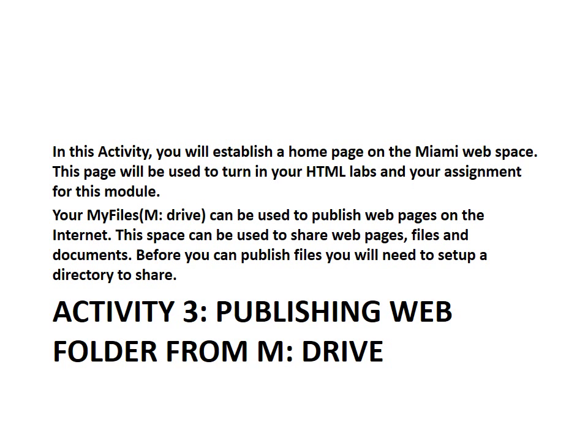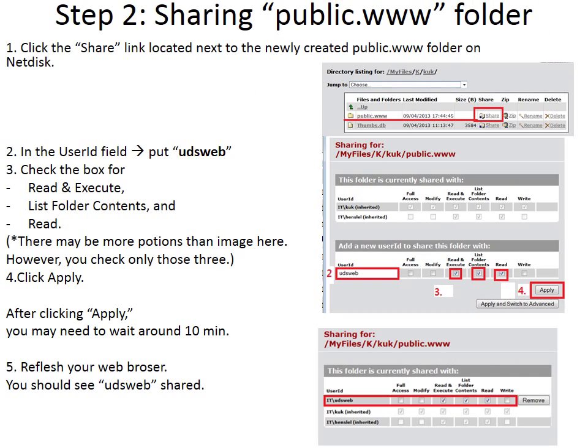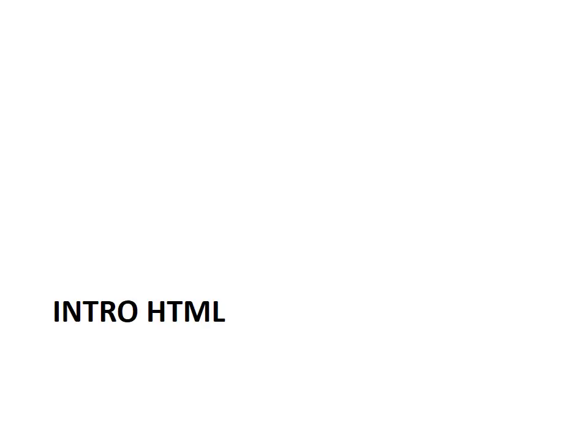In this activity, you will enable your web folder on Miami web space. It means if you put a web page file in the web folder, people may access your web page through the internet. You will use NetDisk to create a public.www web folder. Use the class presentation PDF file for detailed steps to follow. After you have created the public.www web folder, you need to share it by following the instructions. You may see some more options. However, the main options would be similar. If you have any trouble with this activity, contact Miami IT department. They will help you.